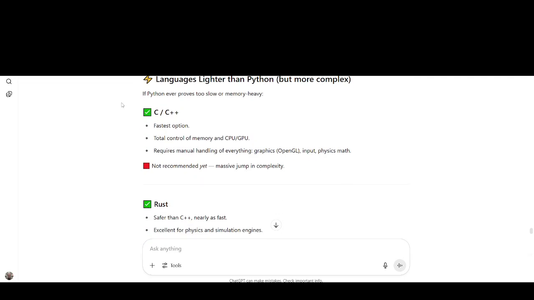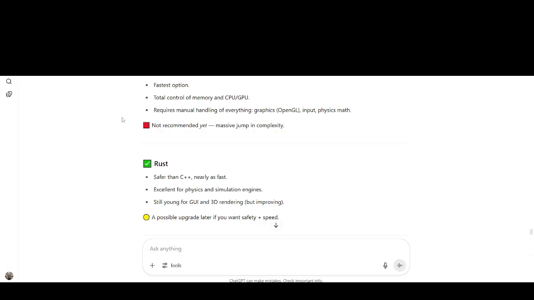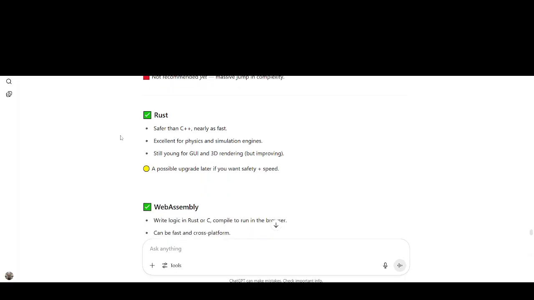Okay, a language lighter than Python but more complex. If Python ever proves too slow or memory heavy, C or C++: fastest option, total control of memory and CPU, GPU. Requires manual handling of everything: graphics, OpenGL, input, physics, math. Not recommended yet, massive jump in complexity.